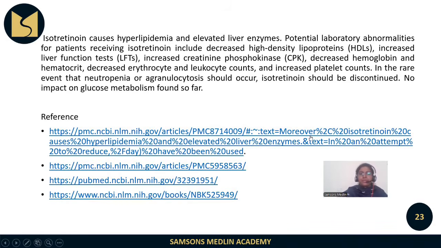Isotretinoin can cause a lot of laboratory abnormalities. For example, it can cause mainly hyperlipidemia, then elevated liver enzymes, decreased HDL, increased liver function tests because of the increased level of liver enzymes, then increased creatine phosphokinase enzyme, decreased hemoglobin and hematocrit, decreased RBC and WBC count, and increased platelet count. So these are the different laboratory abnormalities caused by isotretinoin.